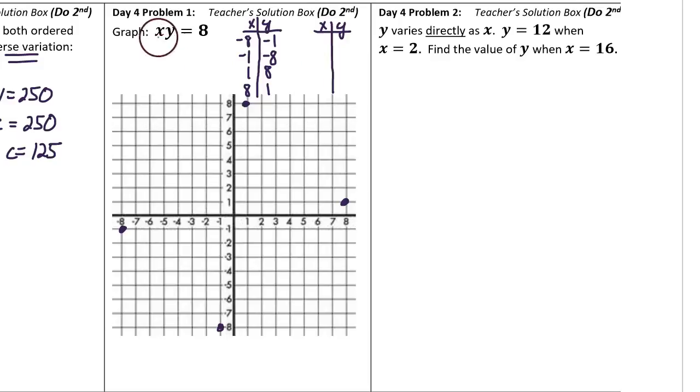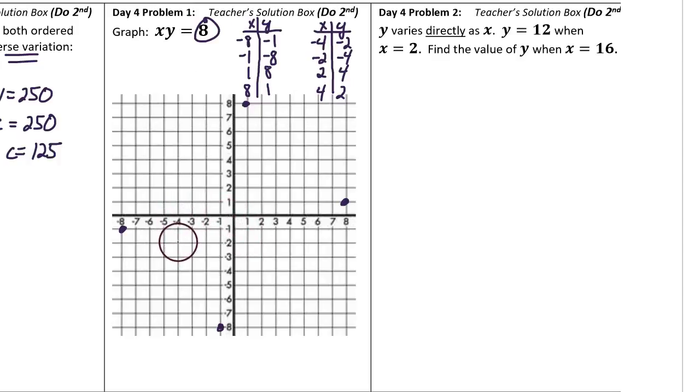What's another pair of numbers that times together and make 8? How about 2 and 4? So when x is 2, y is 4. Or when x is 4, y is 2. What about the negative versions of those? Negative 2 times negative 4 makes the constant 8. And negative 4 times negative 2 also makes 8. Let's put those dots in there too.